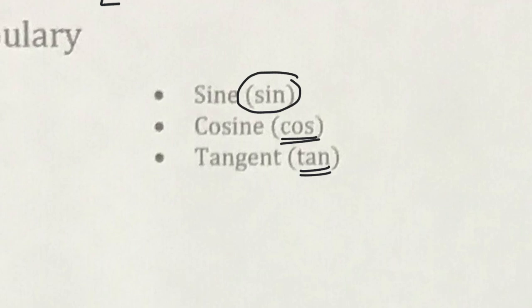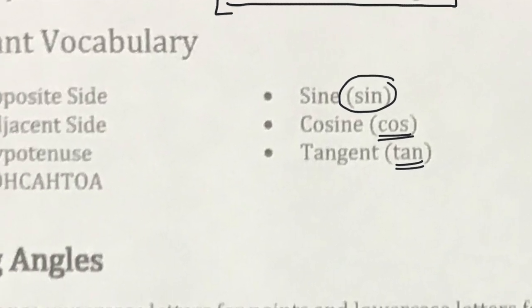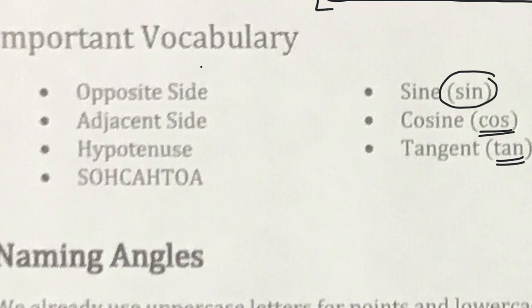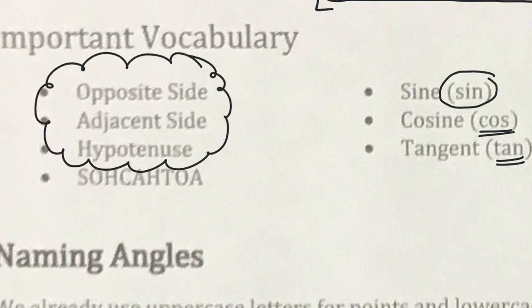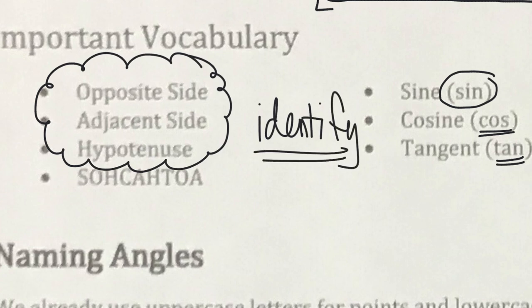These are all ratios of 2 sides of your triangle, and these are the 3 sides that you're talking about. For any given angle, you have 3 sides. So the first thing we're going to do is identify the sides of your triangle. Are we talking about the opposite side, the adjacent side, or the hypotenuse?